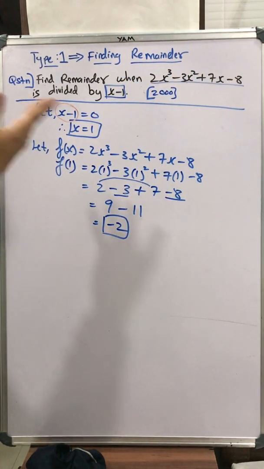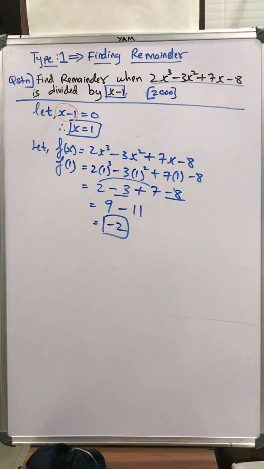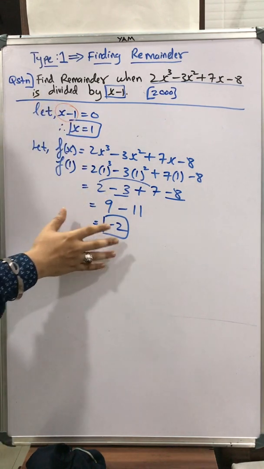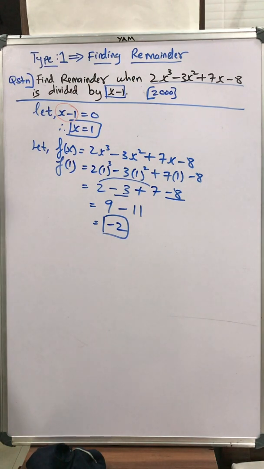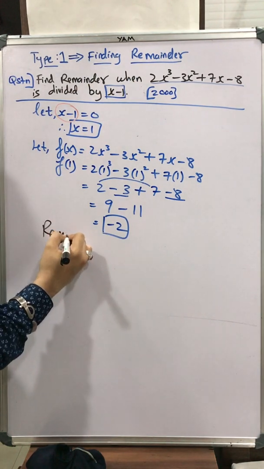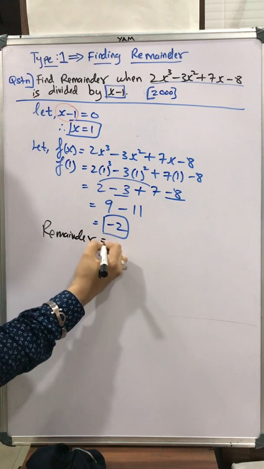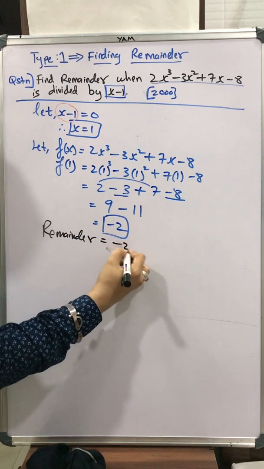Okay, but they have not asked us that. I'm just sharing extra information with you. They have just asked the remainder. The remainder is minus 2. Find remainder. So remainder is equal to minus 2. That's it. This is the answer.